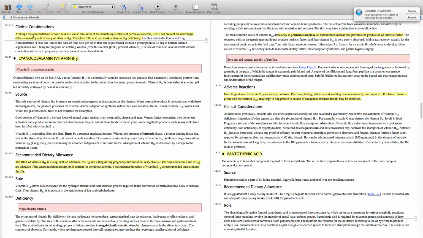Clinical considerations. The administration of folic acid will cause remission of the hematologic effects in pernicious anemia. It will not prevent the neurologic effects caused by a deficiency of vitamin B12. Therefore, folic acid can mask a vitamin B12 deficiency. So B9 can mask a B12 deficiency.